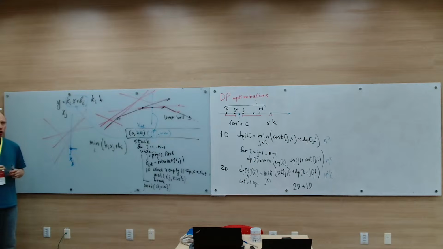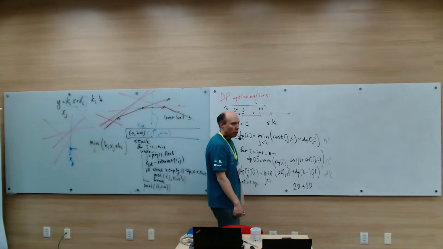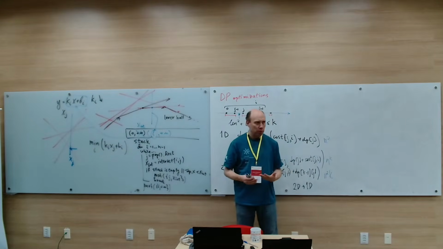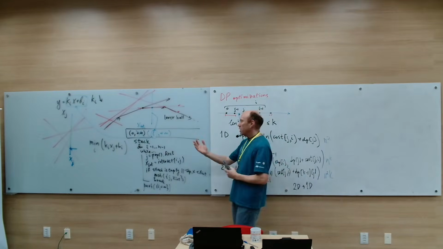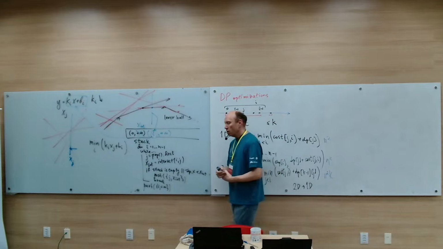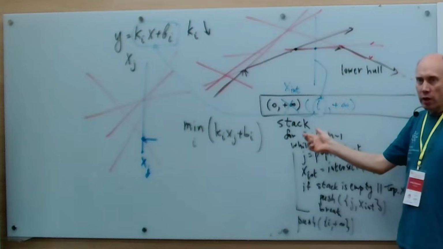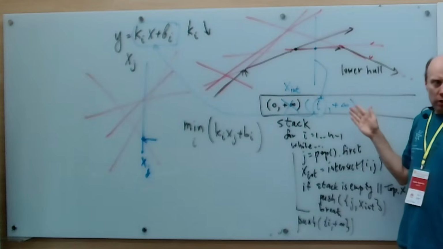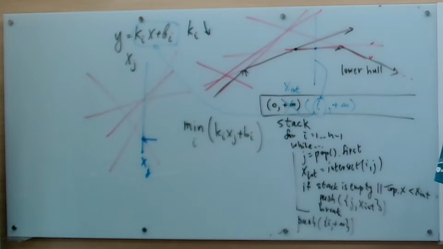Another option is to sort the queries and make a two-pointer algorithm. If the queries are known beforehand, we can build the lower hull and then process queries one after another, going in parallel by queries, and if the query goes to the next segment of the lower hull, then we just increase the index of the lower hull segment. Use the two pointers.